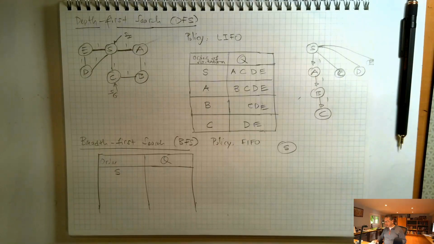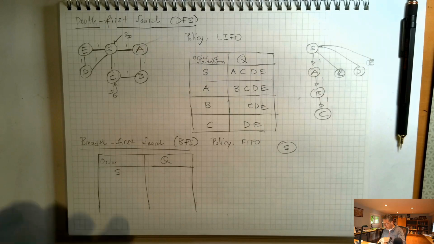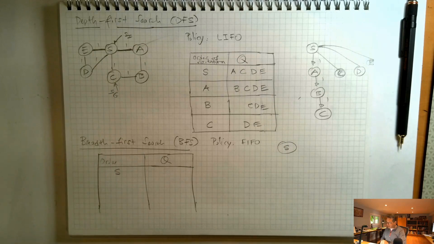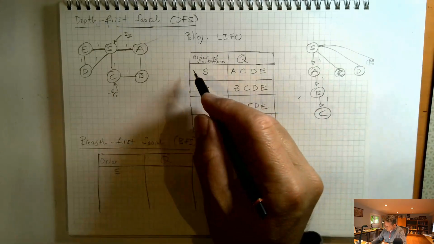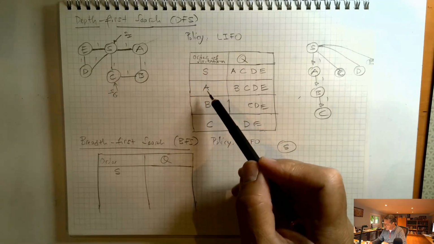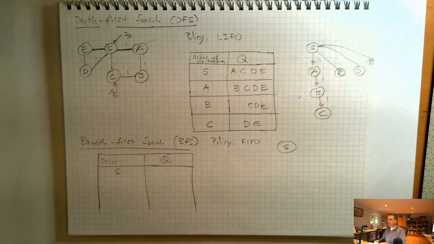So let's look now at some specific policies and what names we can associate with them. For example, the policy LIFO, or last in, first out, corresponds to what we call depth-first search, DFS, which I'm sure you have heard before. So here we have a small problem: a graph with an initial state S and a goal state C. And we drew a table with two columns: the order of visitation, in other words which state we go to next and in what order, and the contents of the priority queue.